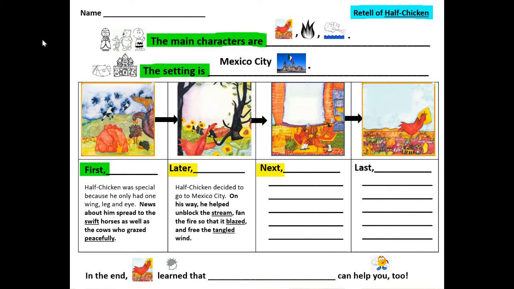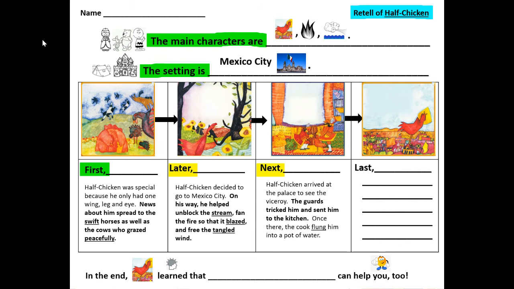Next, what happened next? Next, Half Chicken arrived at. Where did Half Chicken arrive? Say it out loud. Well, next, Half Chicken arrived at the palace to see the viceroy. I'm sorry, I always say that wrong. The viceroy. The guards tricked him and sent him to the kitchen. Once there, the cook flung him into a pot of water.